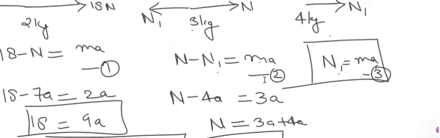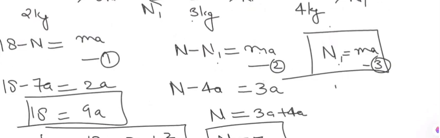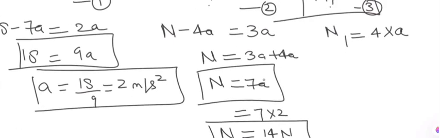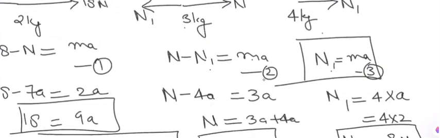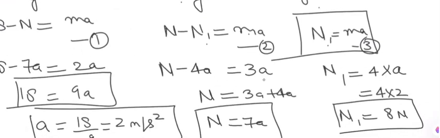I'm doing simple maths, okay? Don't get stuck. So my N1 is equal to 4 into A. What is the value of A? Again, it is 4 into 2. Therefore, my N1 will be equal to 8 Newtons. Understood the complete theory? Yes, ma'am. Any doubts now?